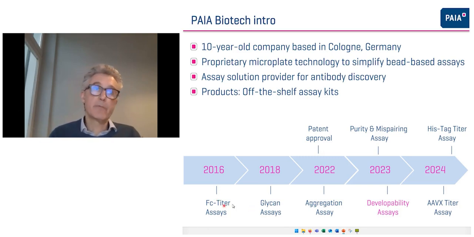And as you can see from the timeline here on the bottom, we have over the past years developed a number of different assays. We started off with titer assays and then went more into the critical quality space, developing glycan assays, aggregation assays, purity and mispairing assays for bispecifics. And then in late 2023, we went into the developability field and launched a couple of assays there. And this has really taken off in the last 18 months. And this is what I'm going to present today.